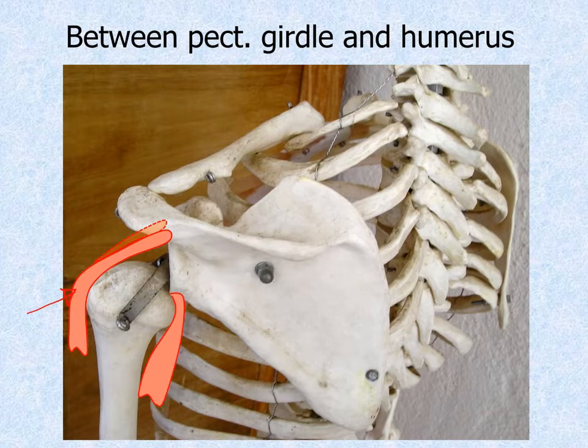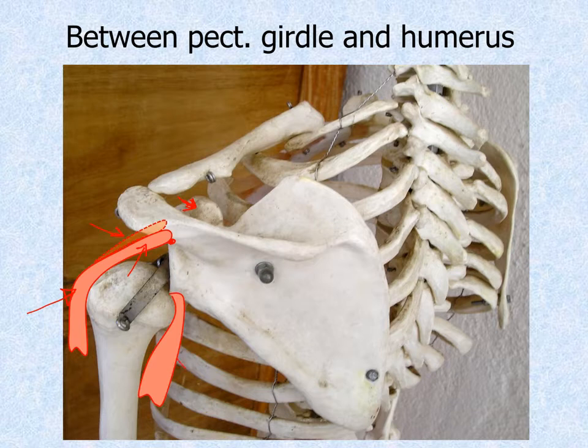This muscle is the biceps brachii muscle, which is attached to the supraglenoid tubercle of the scapula here, which you will learn when you study the bones. And there is another head of that muscle which is attached to the coracoid process here. This one is called the long head of biceps, which is attached to the supraglenoid tubercle, and this one is called the short head, which is attached to the coracoid process of the scapula.